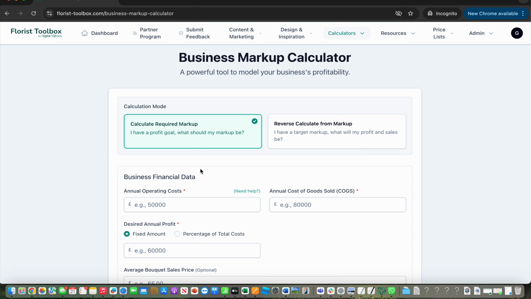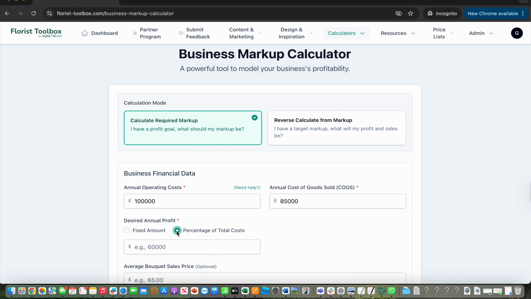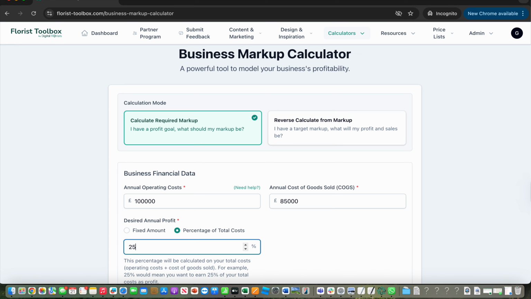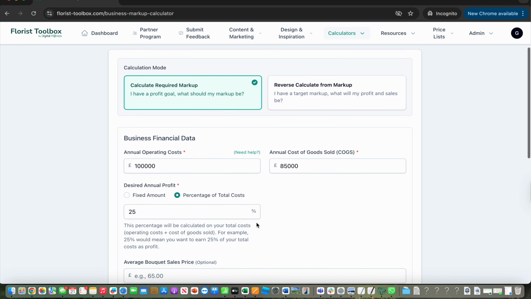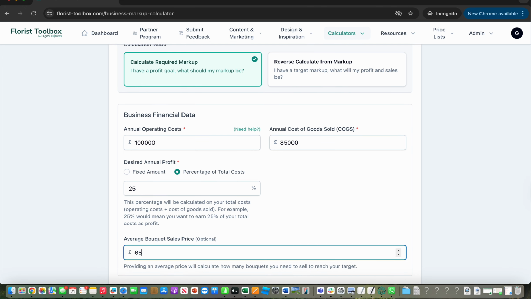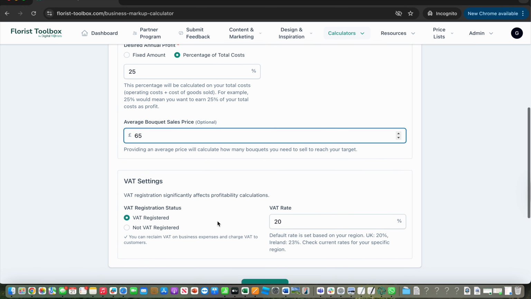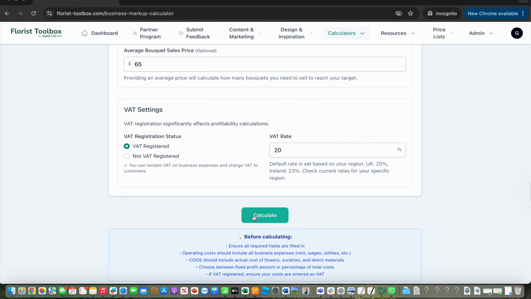So the idea of this calculator is to give you a guide of how much you need to mark things up to make a certain amount of profit. We're going to put some dummy figures in here. We'll say the operating costs are 100,000 and the goods sold are 85,000. We say you want 25% of costs, so 25% of what you're paying out you want to see back as profit. We'll say 65 there, and you put whether you're VAT registered or not, and then you hit calculate.